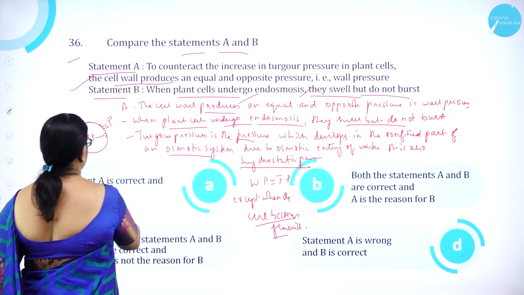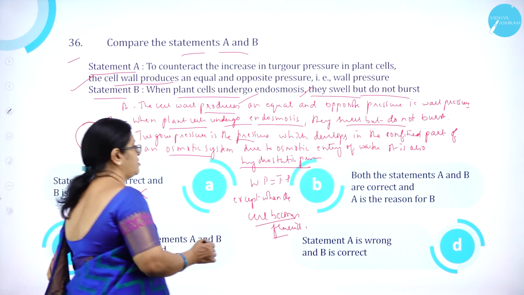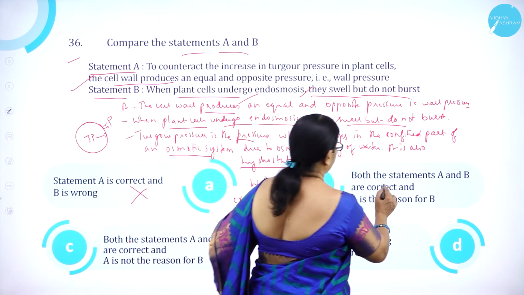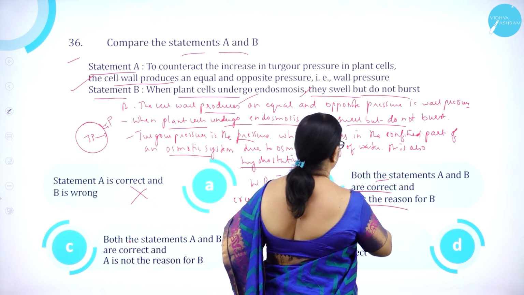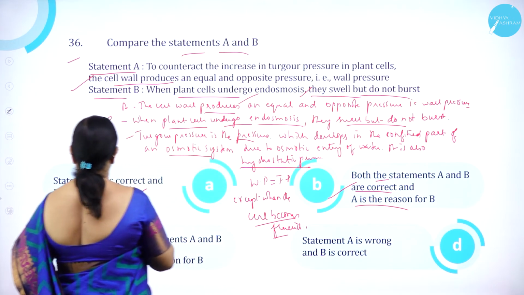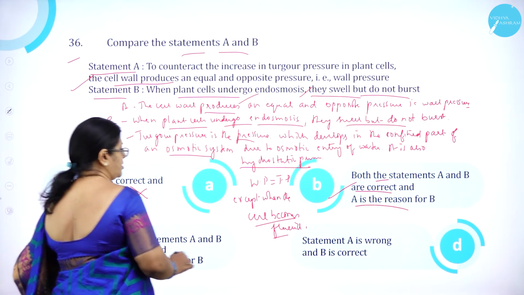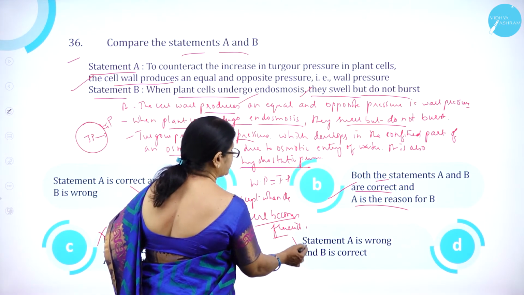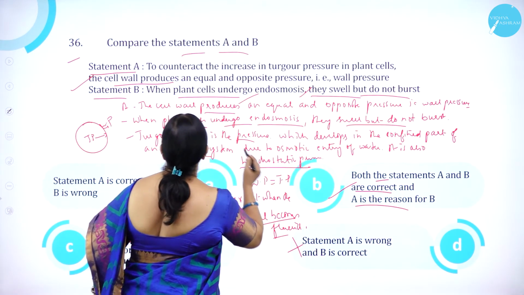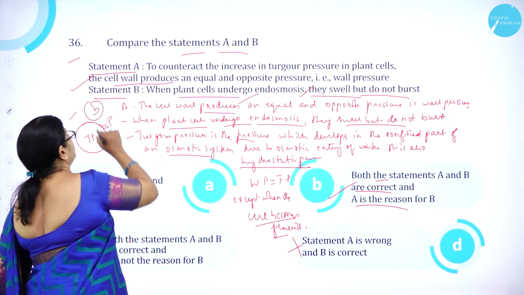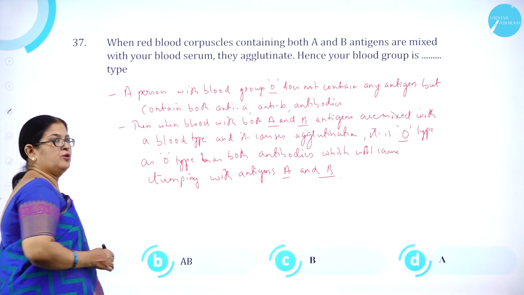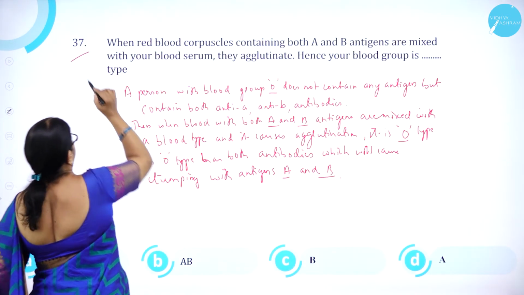So option A, statement A is correct and B is wrong. Then both the statements A and B are correct, and A is the reason for B, is correct. Option C, both the statements A and B are correct and A is not the reason for B, is wrong. Statement A is wrong and B is correct, is wrong. So option B is correct. Moving on to question number 37.